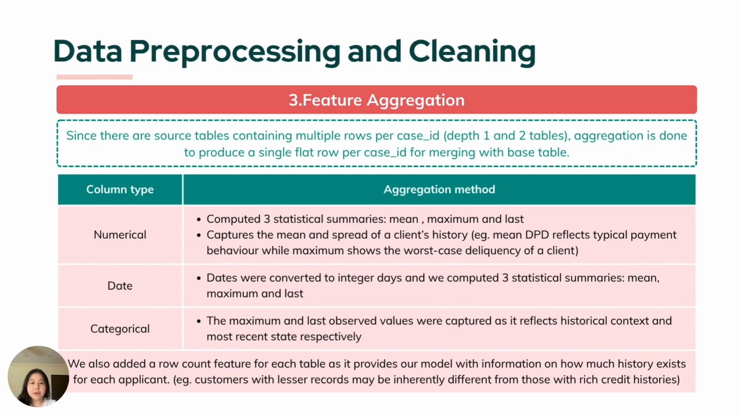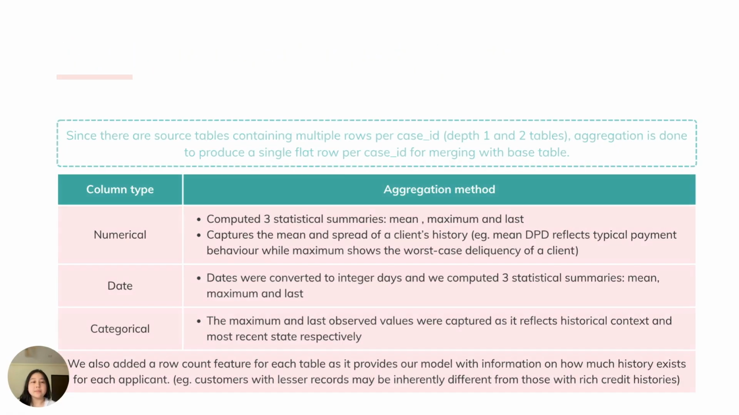Okay, thank you, Daryl. So moving on, we perform feature aggregation to handle the multiple source tables in our dataset. Since many of these tables contain multiple rows per case ID, we needed to convert them into a single row before merging. Firstly, for numerical features, we computed the mean, max, and last values. For date features, we first converted them into integer days and then applied the same aggregation. For categorical, we use the max and last values to capture historical and the most recent state. And finally, we also added a row count feature to indicate how much historical data exists for each applicant.